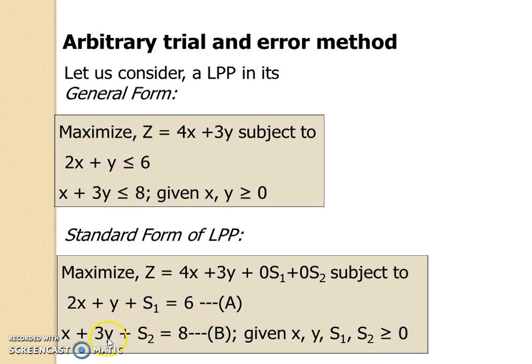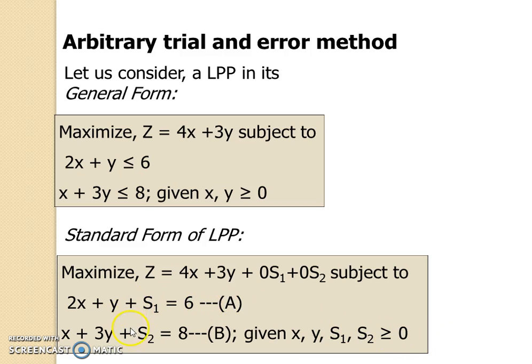And x plus 3y plus s2 is equal to 8. Let us call it as B. Given x and y as well as s1 and s2 are greater than or equal to 0.